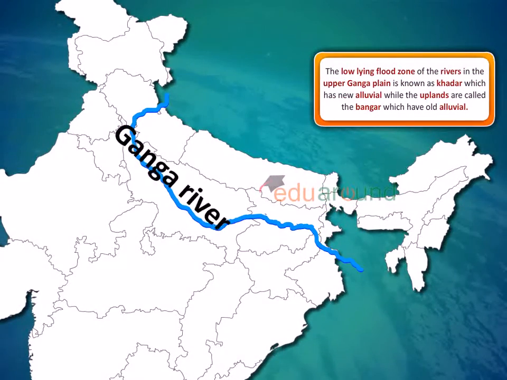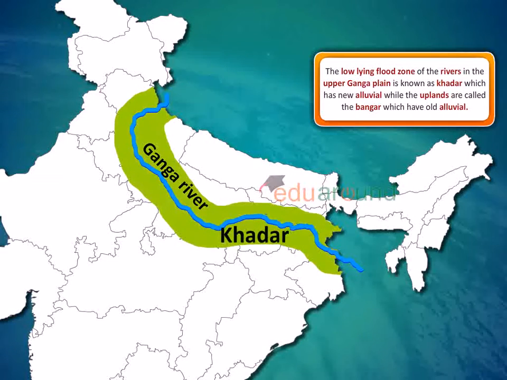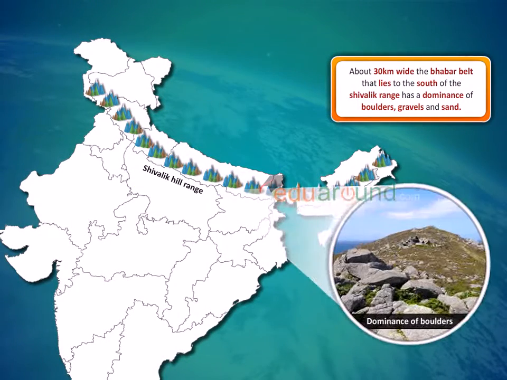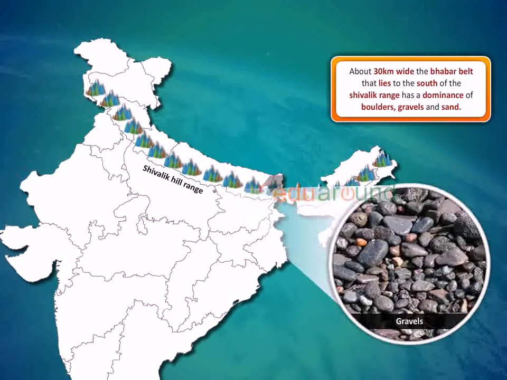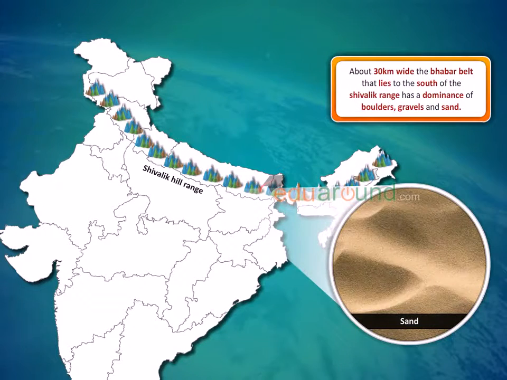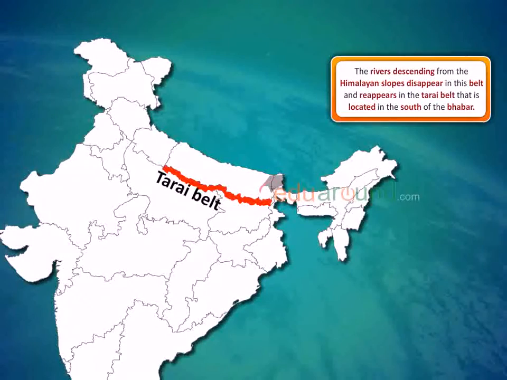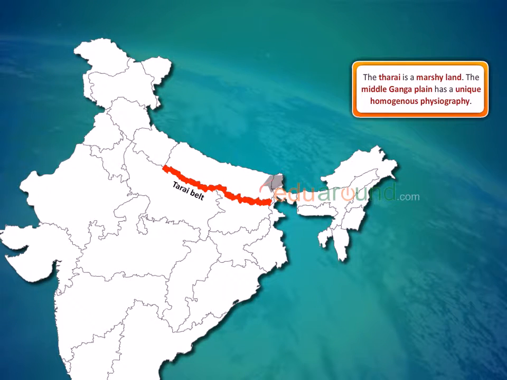The low-lying flood zone of the rivers in the Upper Ganga Plain is known as Khadar, which has new alluvial, while the uplands are called the Bangar, which have old alluvial. About 30 km wide, the Bhabar Belt that lies to the south of the Shivalik range has a dominance of boulders, gravels, and sand. The rivers descending from the Himalayan slopes disappear in this belt and reappear in the Tarai Belt that is located in the south of the Bhabar. The Tarai is a marshy land.